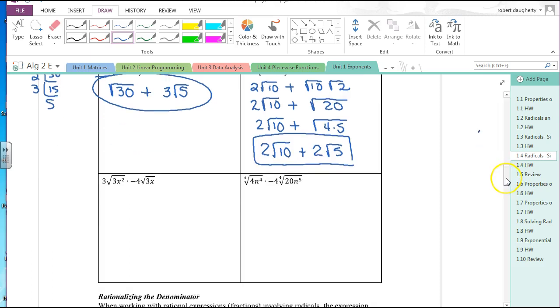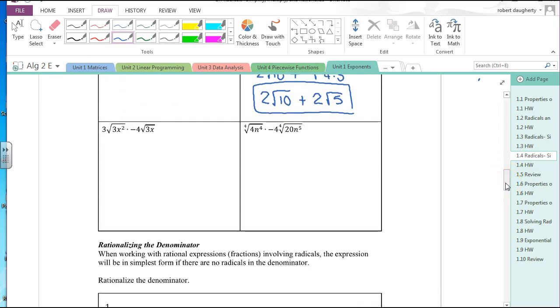Looking at the next one, I'm going to multiply these two numbers together and get what kind of number? A negative number. Okay, so it's going to be negative what? Negative 12. And then I've got the square root of 3x squared times the square root of 3x. Okay. So I can do several things. I can simplify or I can multiply to begin with. Let's just go ahead and do the multiplication.